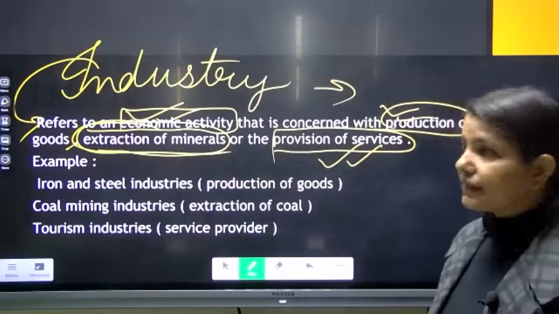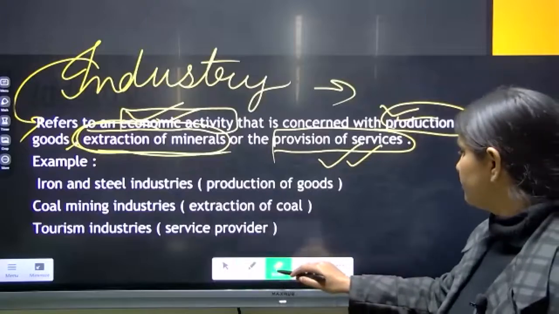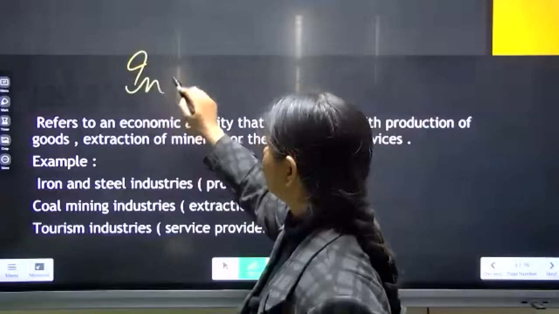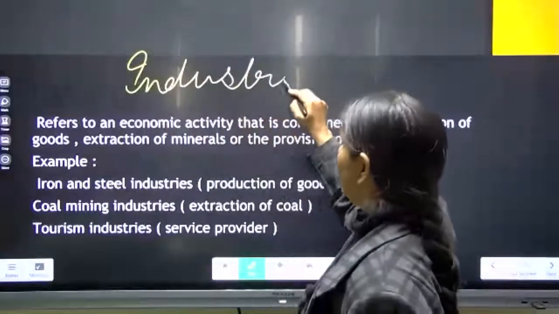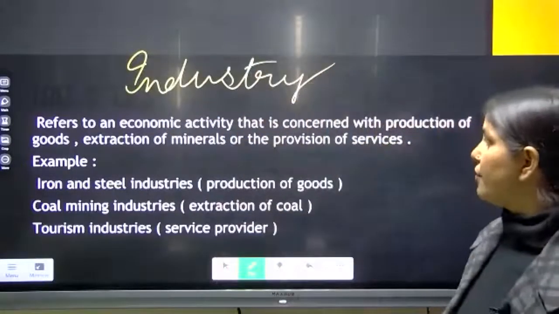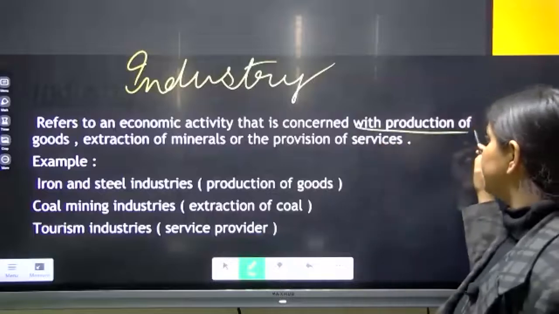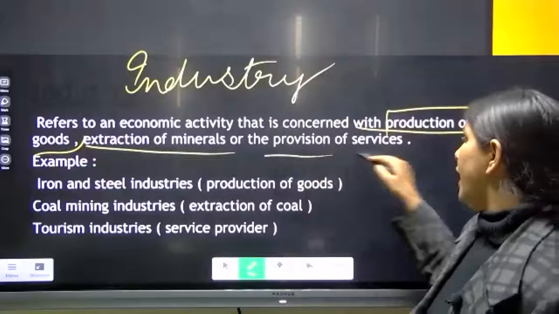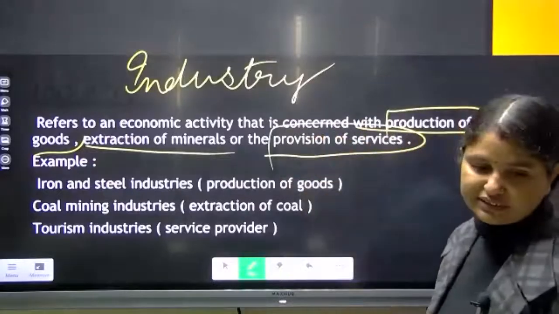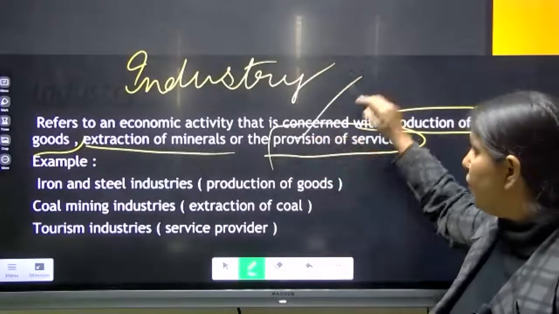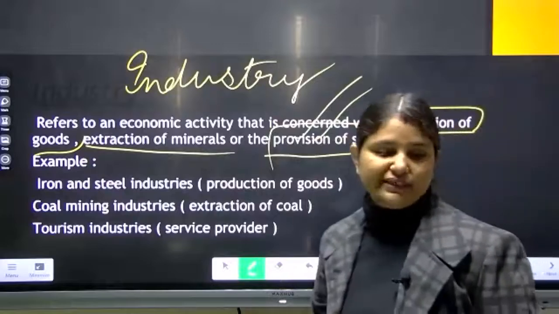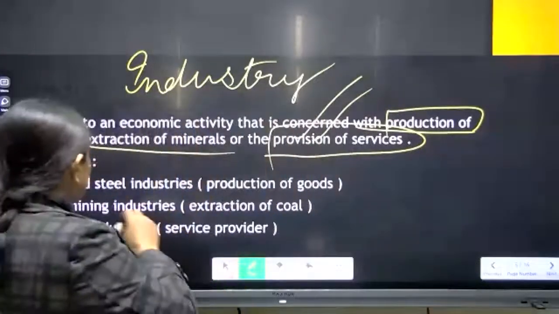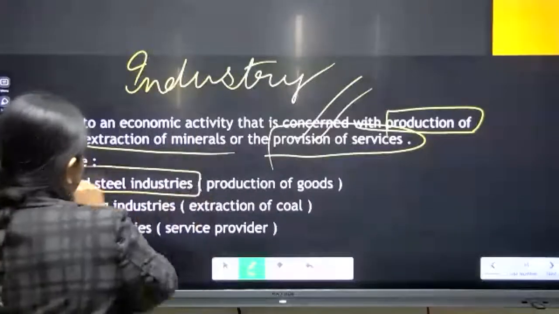So see once again the definition. Industry refers to an economic activity that is concerned with the production of goods, extraction of minerals, and provision of services. Once again, I am telling you the meaning of provision is supplies. Okay. Now, if you see the examples over here, first, the iron and steel industry.